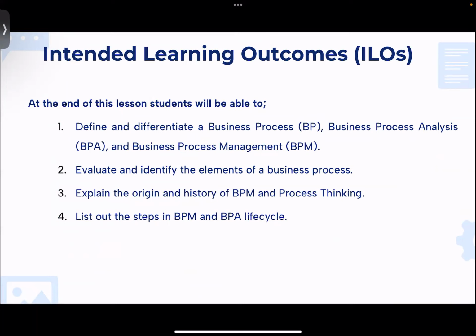When you consider the business process, you can identify elements. The next one is you should be able to explain the origin and history of BPM and process thinking. And the final one is you should be able to list out the steps in the BPM and BPA life cycle. We don't have much to be covered today. We only have 4 ILOs that we need to achieve, and those are very simple ILOs.